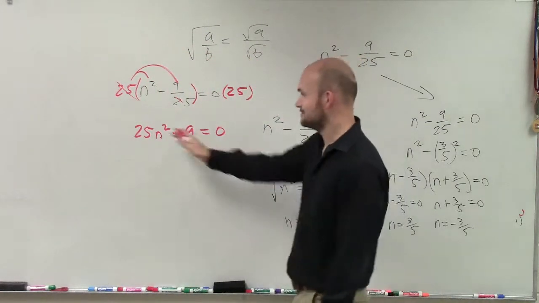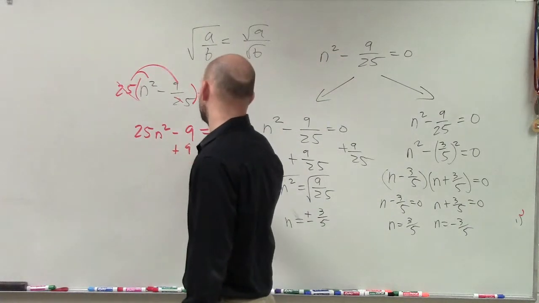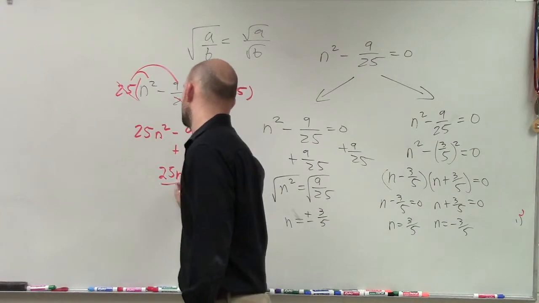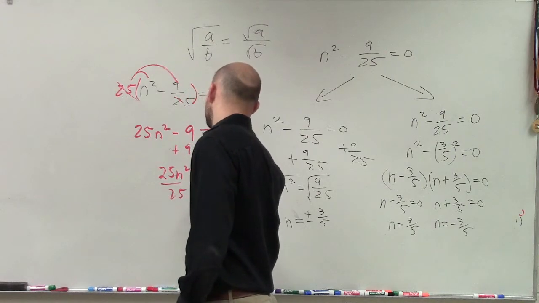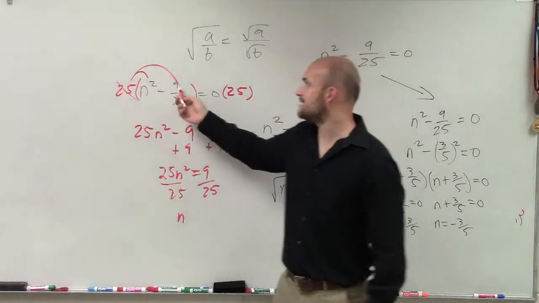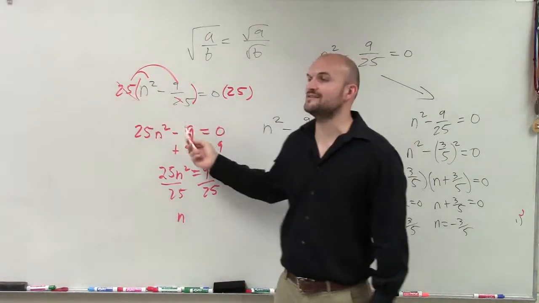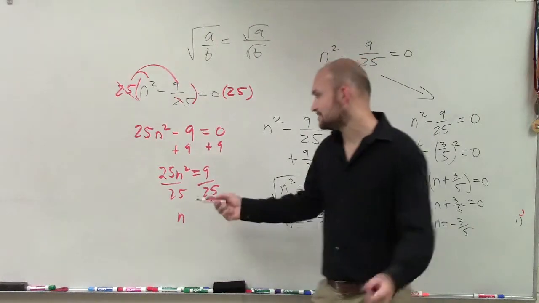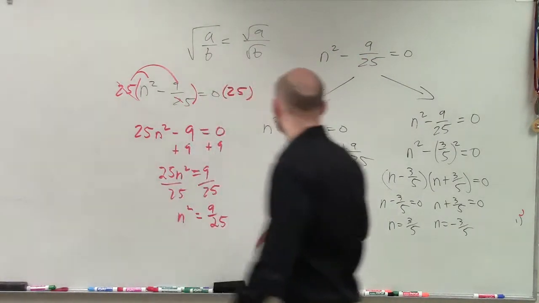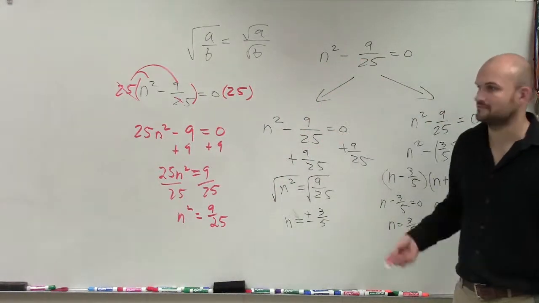So now, to solve for n squared, add 9, so you get 25 n squared equals 9. Wait, divided by 25. You have to multiply 9 by 25. 25 times 9 divided by 25, the 25s divide out, divided by 1, you're left with 9. Okay. So then you're still left with n squared equals 9 over 25, which is where we got right here. Okay. So it's the exact same thing.